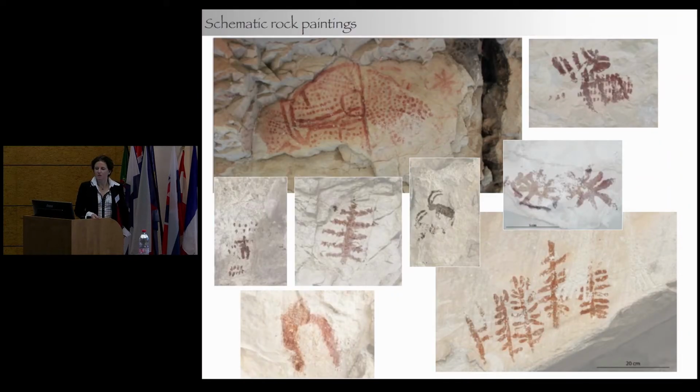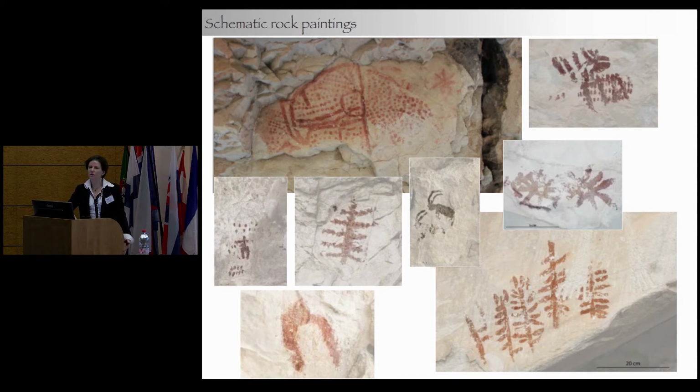These schematic rock paintings present different shapes and different figures, and there is a large range of themes we can find. More specifically, we can find some engravings, but also some paintings, mainly created with mineral pigments, hematite pigment, or natural pigments.